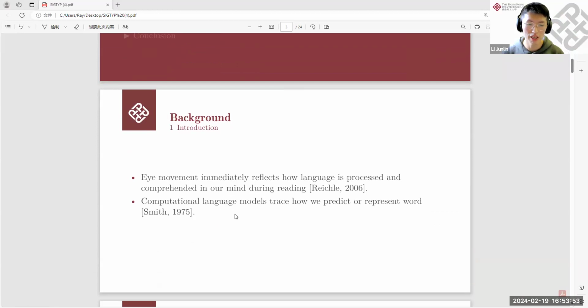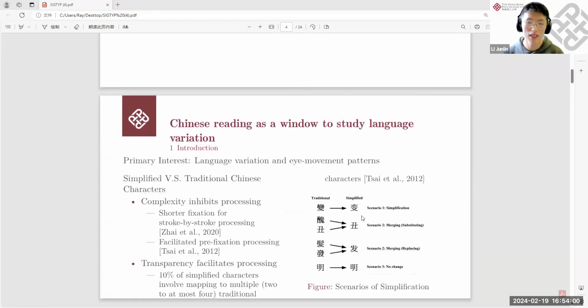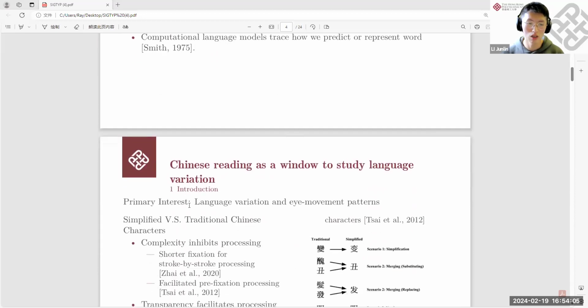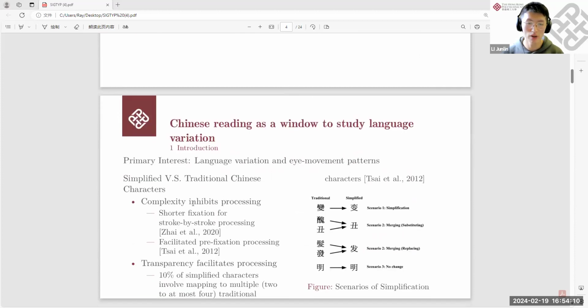And we can use computational language models to trace how language is predicted and represented during language processing. So we can investigate a question of primary interest in language processing, that is how language variation mediates eye movement patterns. In this question, Chinese reading provides a very interesting tool to know how language variation occurs in eye movement patterns.